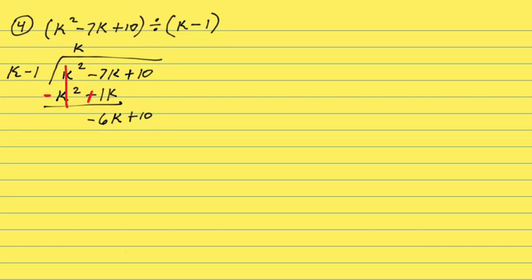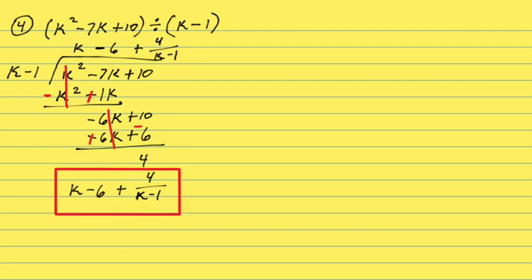k times what is negative 6k? It will be a negative 6. Negative 6 times k is negative 6k. Negative 6 times negative 1 is a positive 6. Change your signs and add. That gives me a remainder of 4. So you put your remainder over the divisor. So you get k minus 6 plus the 4 over k minus 1.